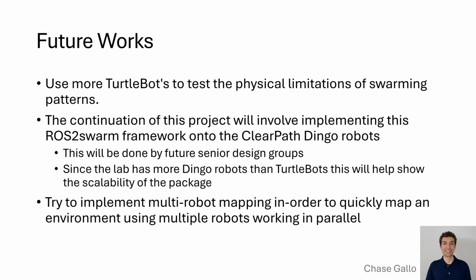And additionally, we would like, or future groups, to implement multi-robot mapping so that we could have an area, a room we want to map, and have multiple robots on it, and they each go their own way and fill in the map and collectively complete and share that information so that we could work in parallel and have quicker mapping.